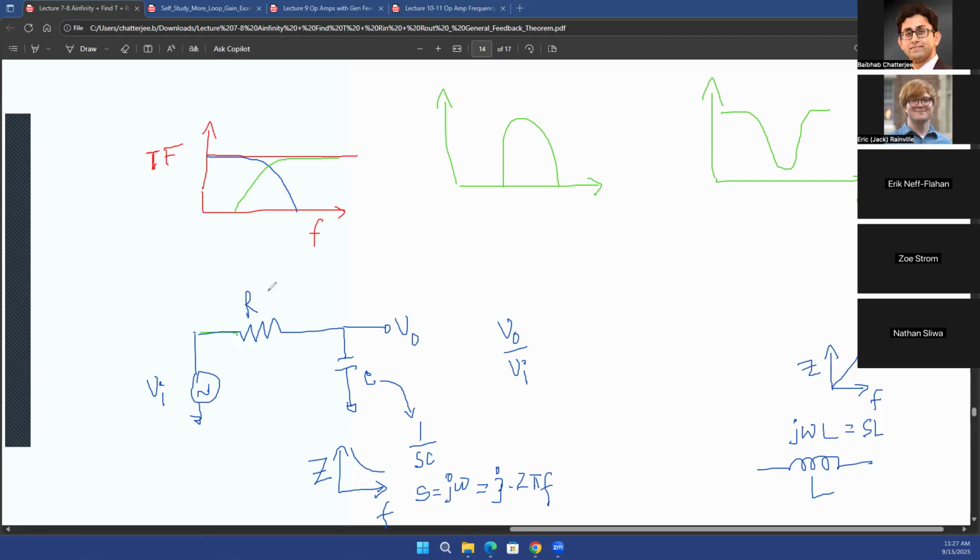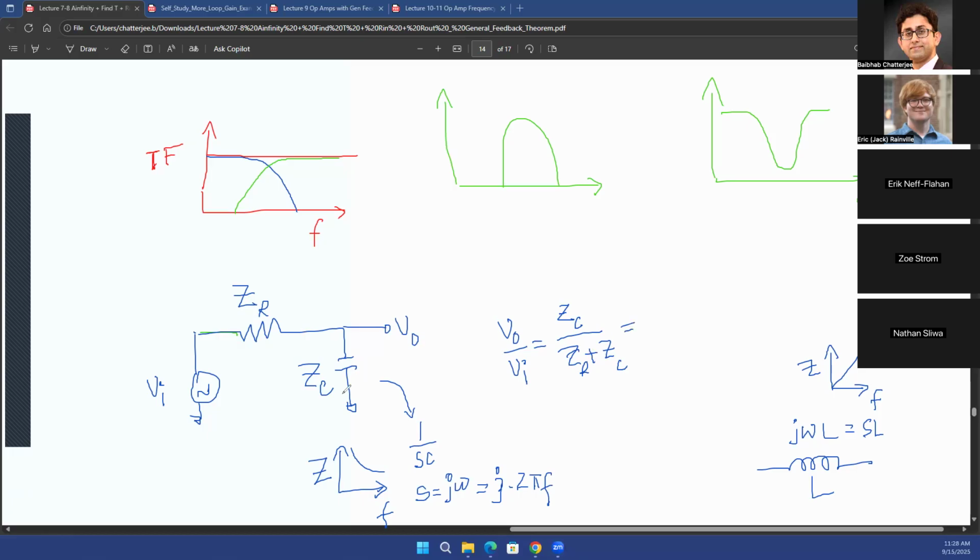So let me just clear out some of these things. From now on, let's just say that I have an impedance ZR for the resistance, and I have an impedance of ZC for the capacitor. Right? Now, what would be your voltage division ratio here? VO over VI. That is going to be ZC divided by ZR plus ZC. Very simple voltage division that you learned in lecture 1.